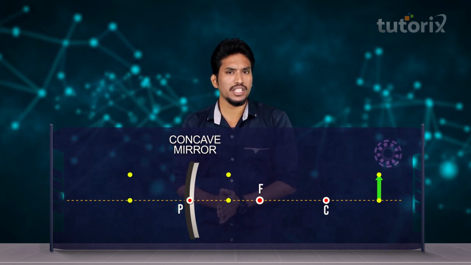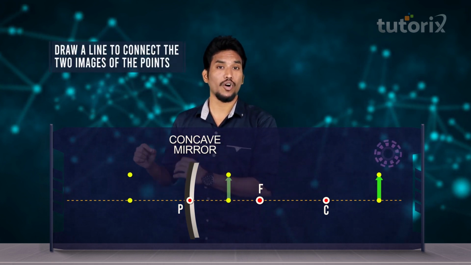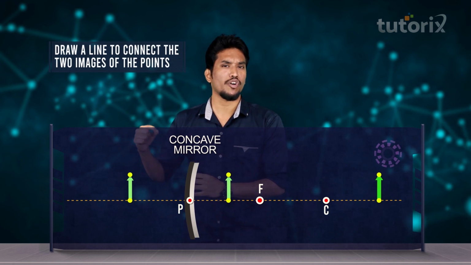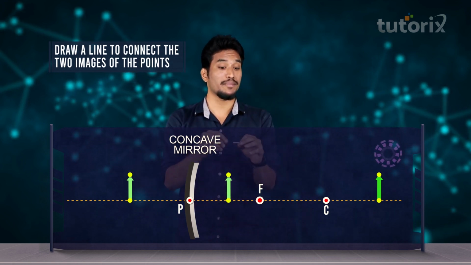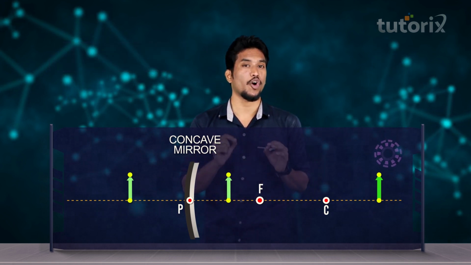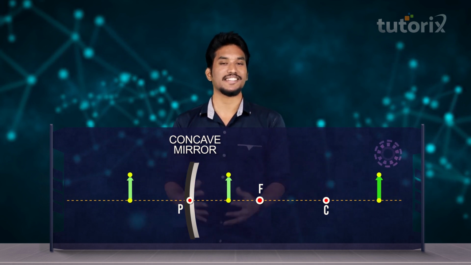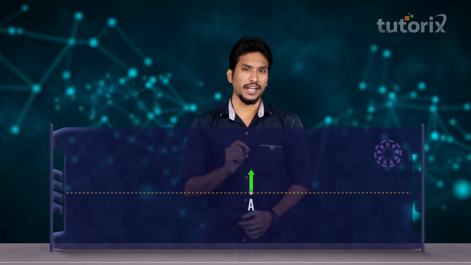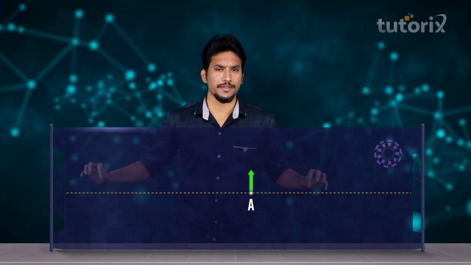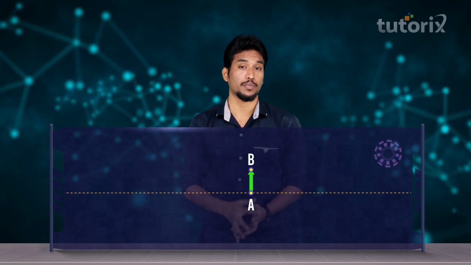And what we'll be doing is drawing a line, connecting those two points to form a line. And that line is the image of this particular extended object. It's that simple. So let's take that linear object and place it perpendicularly on the principal axis. So this is that object. Now point A is on the principal axis and point B is above the principal axis.